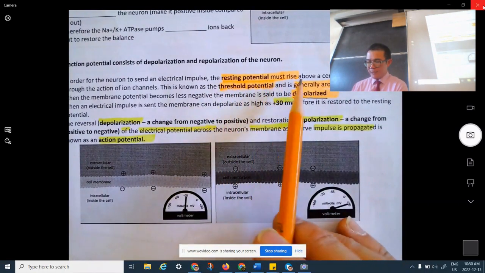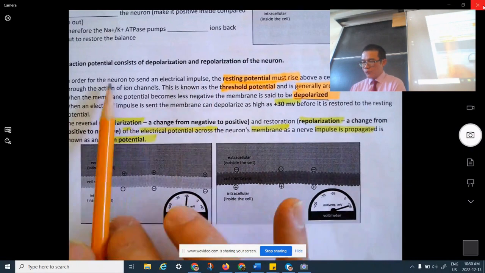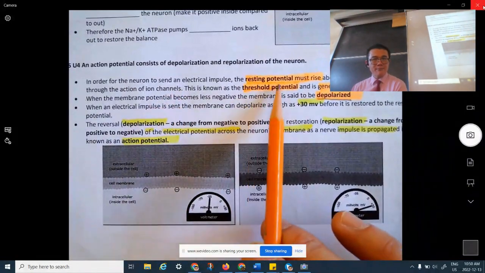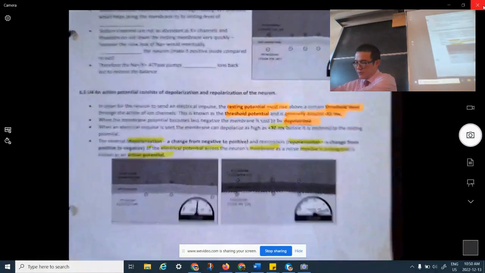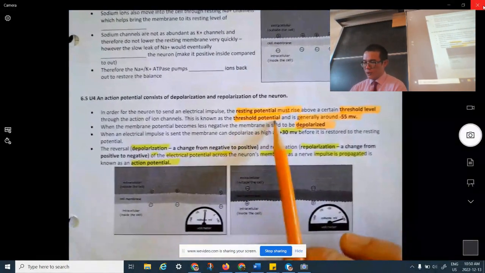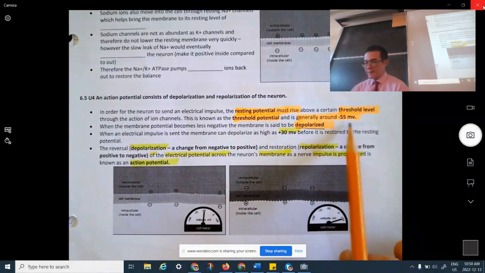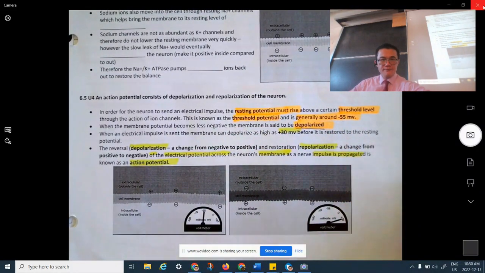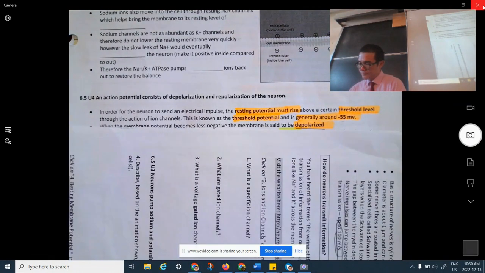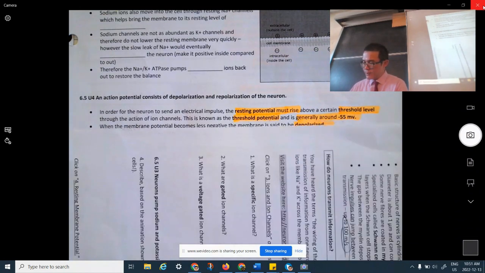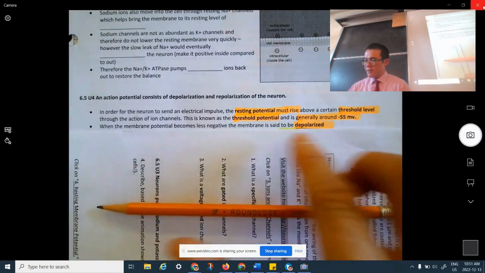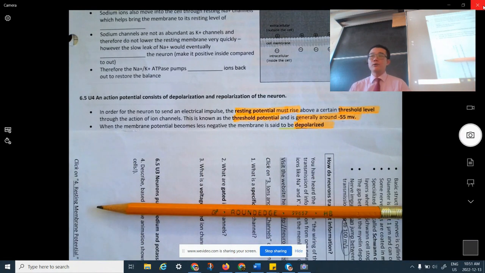So first off, in order for this to send a signal, the resting potential has to go above a certain threshold level. That threshold level is called threshold potential, minus 55 millivolts. So when that happens, the membrane is said to be depolarized.